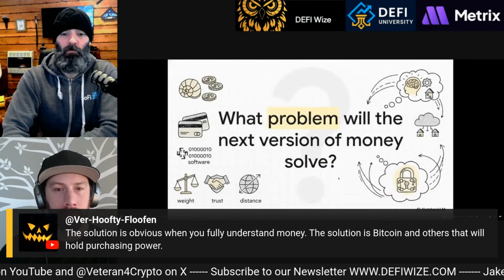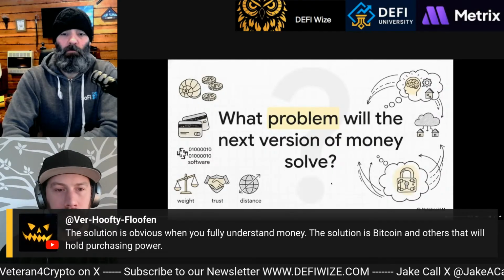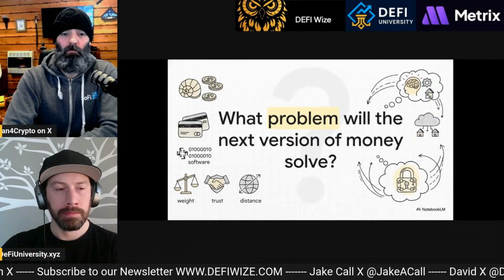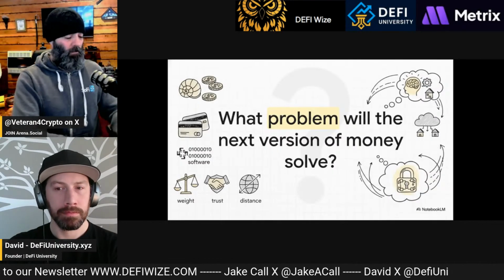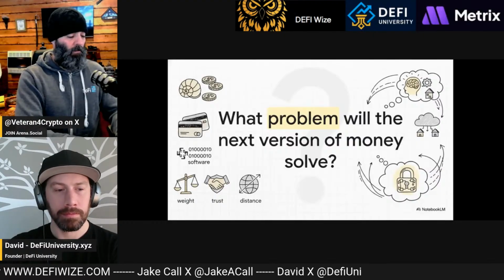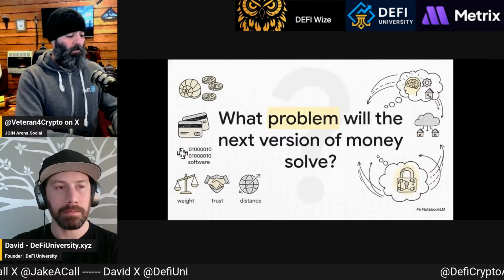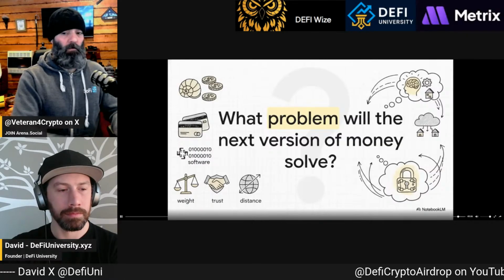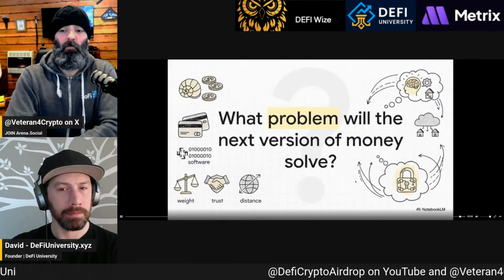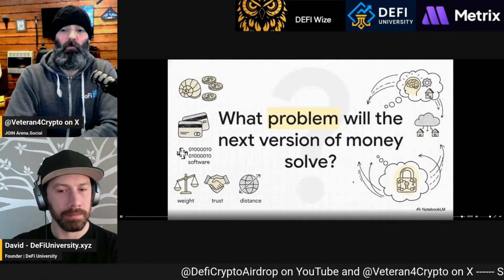So that leaves us with one big final question to think about. We've watched money evolve from shells to stones to metal to paper, and now to pure information, all to solve real world problems like weight and trust and distance. The question we're left with is this: what problem will the next version of money try to solve?